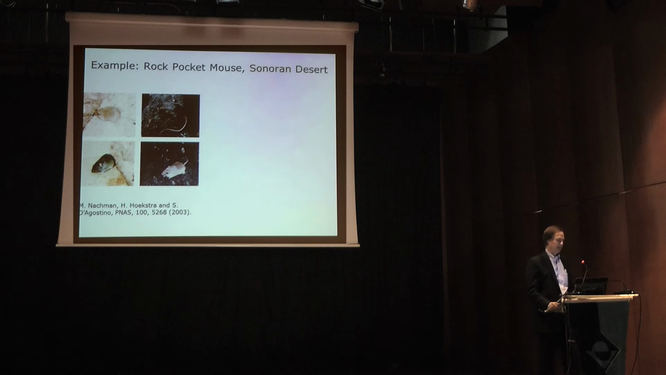Here's a beautiful example of evolution in practice, seen in the Sonoran Desert of southwestern United States and northern Mexico. There is a small mouse that lives in the desert called a rock pocket mouse. And in most of the desert, it's covered with sand, and the mice have this light, sandy color.